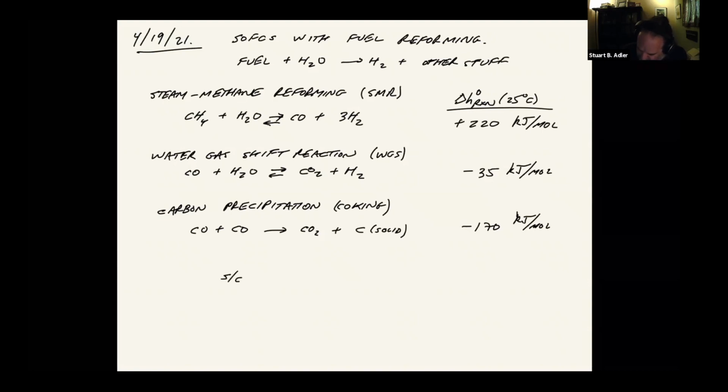There's something called the steam to carbon ratio. The steam to carbon ratio is defined as the flow rate of water into our system, in our fuel mixture, divided by the flow rate of carbon atoms. So in this case, that would actually just equal the flow rate of the methane. And that's one metric people use to describe the amount of water either that you have or that you need in order to keep coking from occurring.